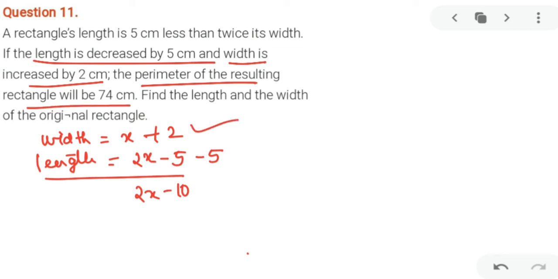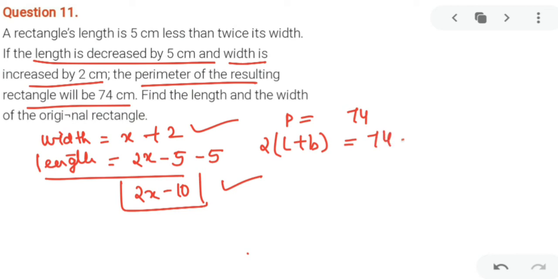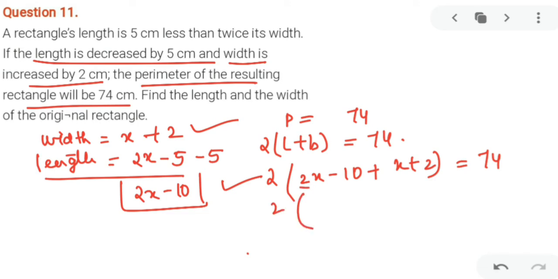The perimeter of the resulting rectangle is 74. Now you have width in your hand, you have length in your hand, and perimeter is given as 74. Apply the formula 2(L plus B) is equal to 74. In place of length, you write 2x minus 10, and in place of breadth, you write x plus 2. Once you got this, you first solve the bracket. That will be 3x minus 8. Now if you want, you can open the bracket by multiplying 2.